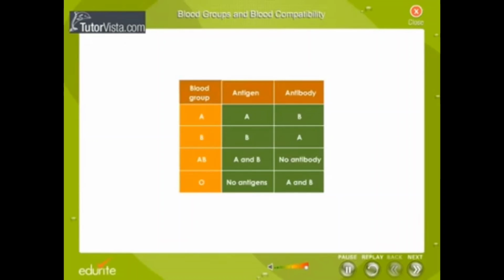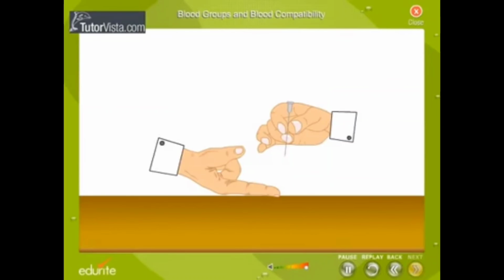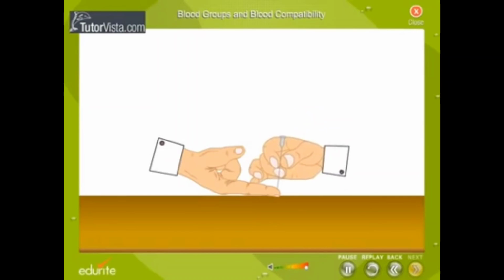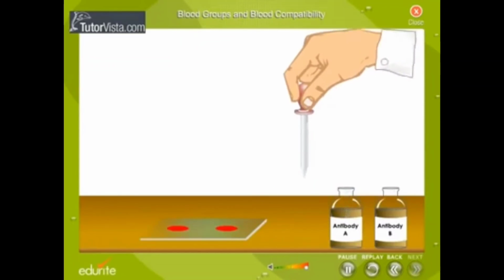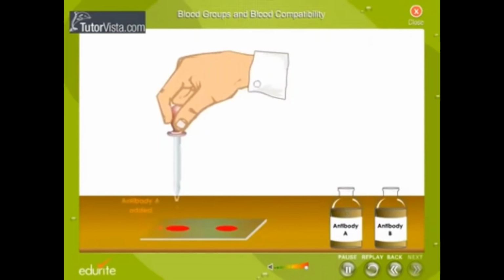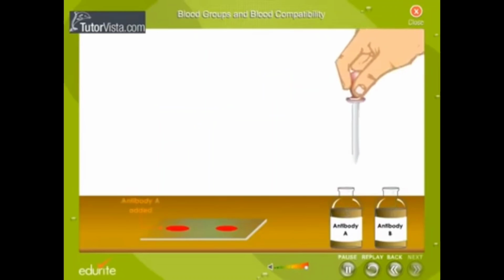Before any blood transfusion, doctors make sure that the blood groups of the persons involved are compatible. Let us see how this happens. Take 2 drops of blood from an individual with any blood group. To each of these drops of blood, add a drop of antibody A or antibody B. What do you expect to notice?